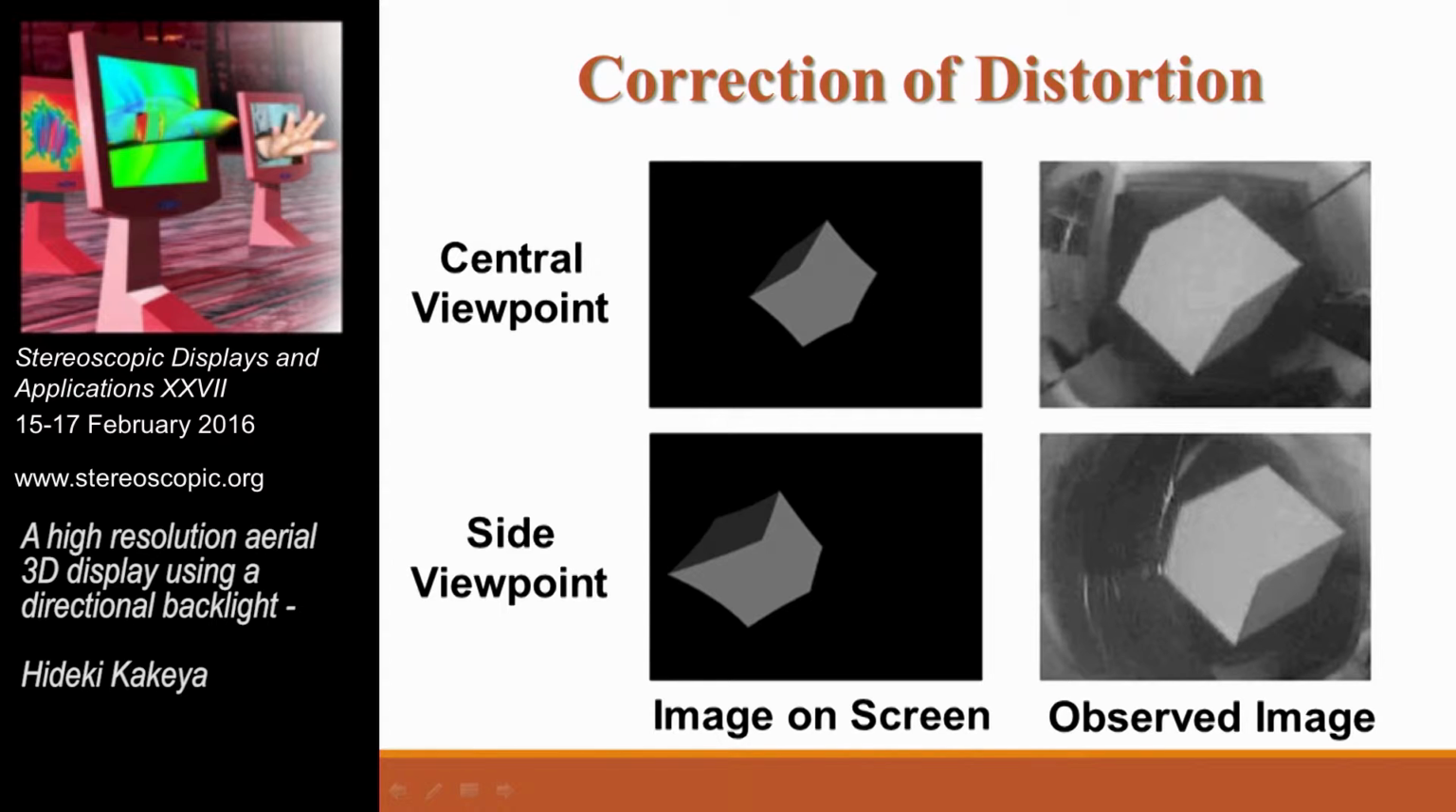And of course, the lens includes aberration or distortion. So on the screen, we show the image distorted in the reverse direction, like this. Then from the viewer's position, the right cubic can be observed. Of course, this way of distortion changes when the viewer's position changes. So when the viewer moves sideways, then we show the image like this on the screen, and then from the viewer's position, the right image can be observed like this.